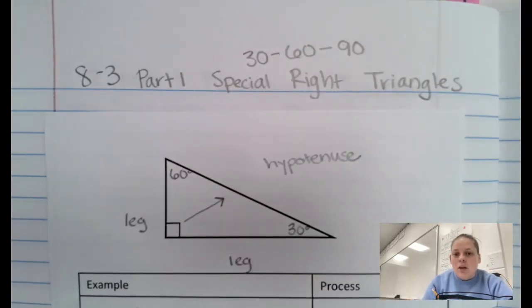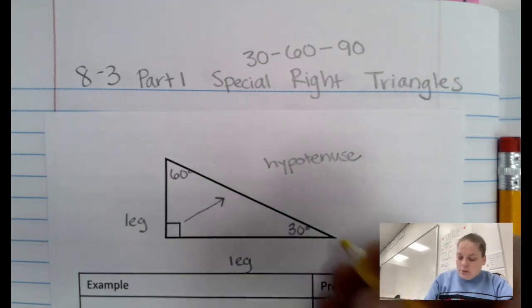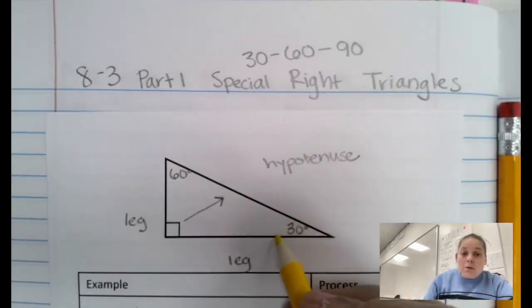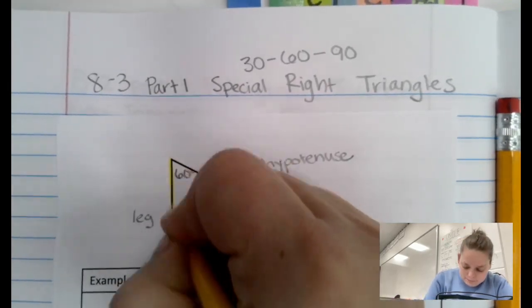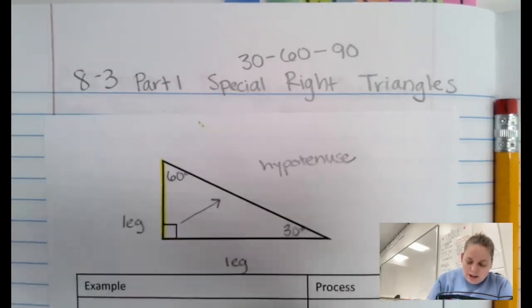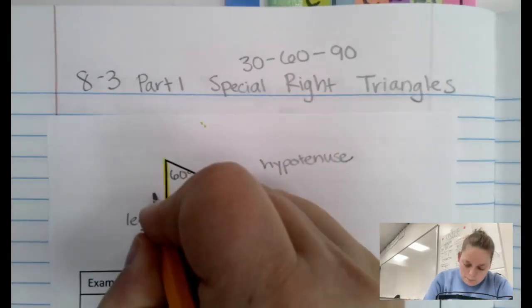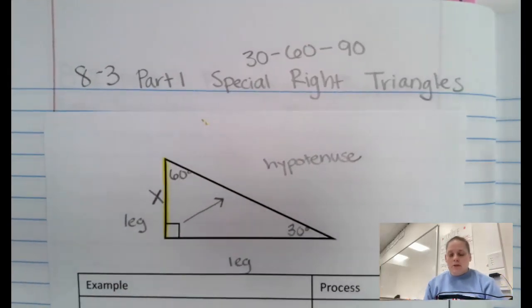All right. So a couple things that we know about that. We're going to start with the leg that's across from the 30-degree angle. Because this is my smallest angle, I know that this will be my smallest side. So let's call that X. Okay, and that's our smallest side.